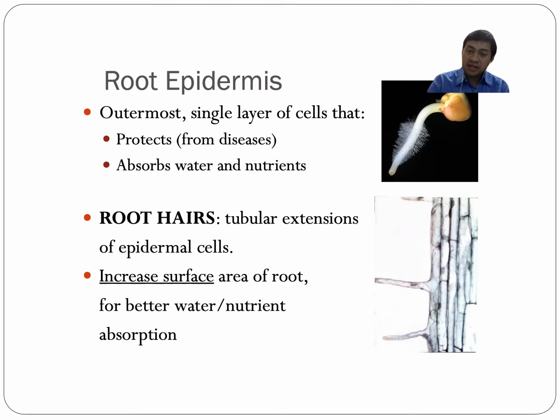One of the functions of the root hair is to increase the surface area of the root for better water and nutrient absorption. So with the help of the root hair, the absorption, especially for water and also for minerals, will become better.